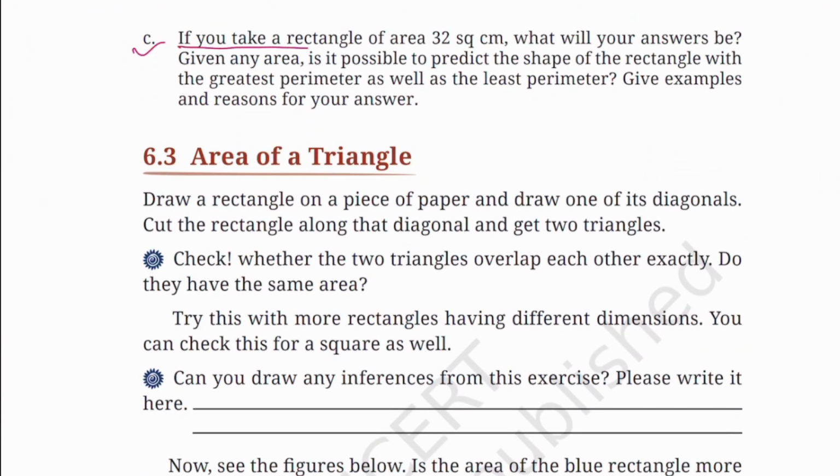See, if you take a rectangle of area 32 square centimeter, what will your answers be? Given any area, is it possible to predict the shape of the rectangle with the greatest perimeter as well as the least perimeter? Give examples and reasons for your answers. Kindly try to do that.